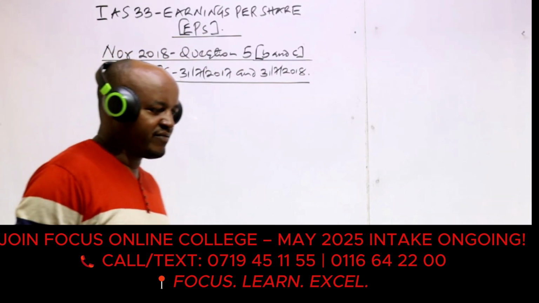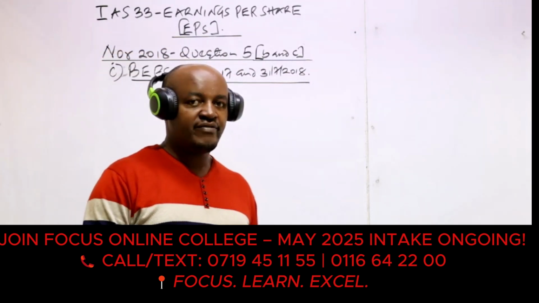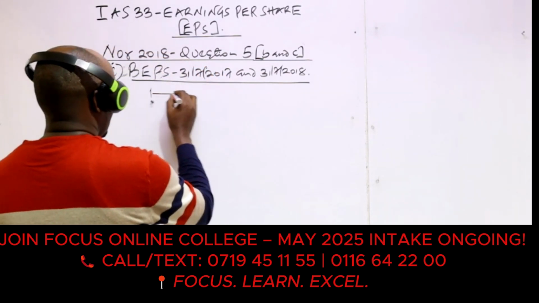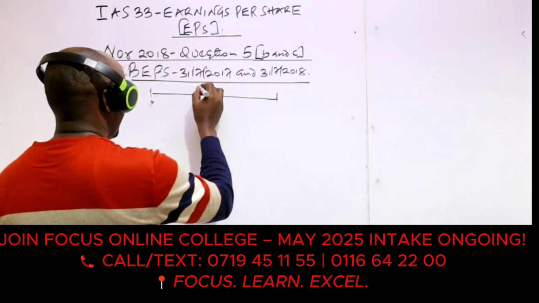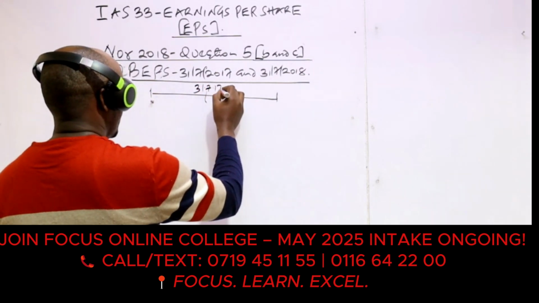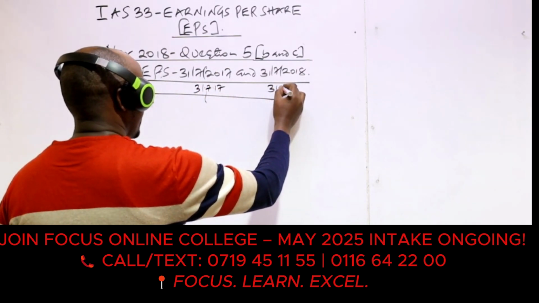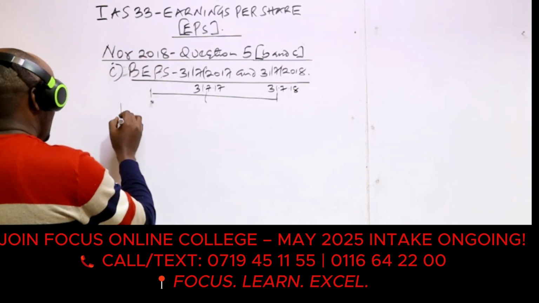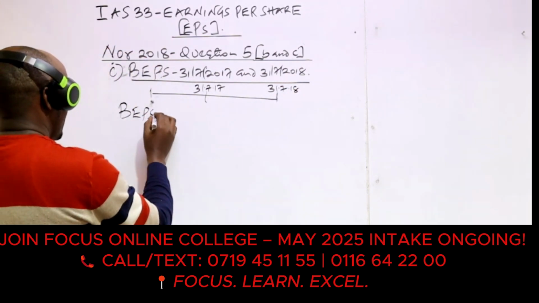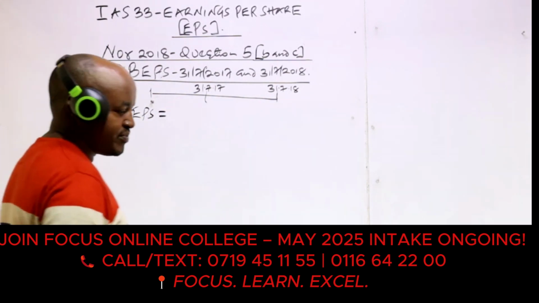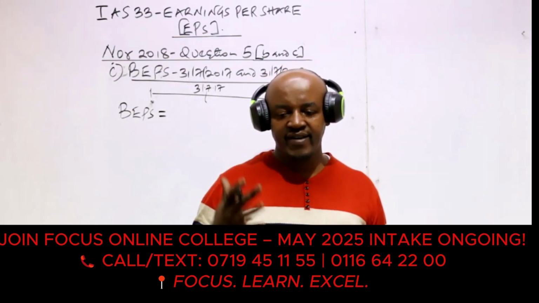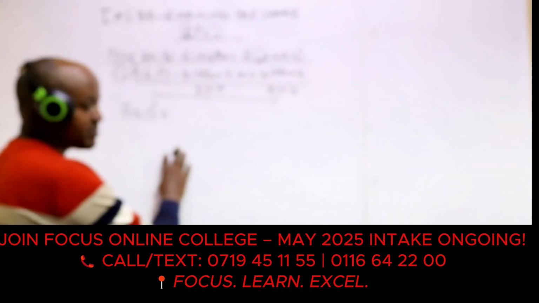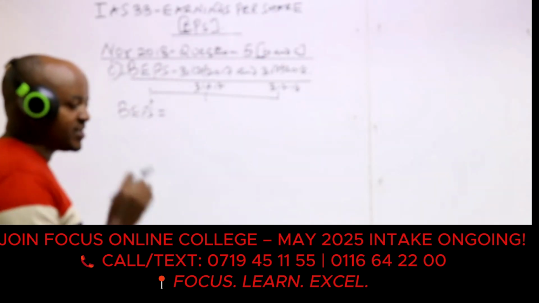So therefore, it is important, first of all, to note that we're given information for 2 years. The first year ended on 31st of July 2017, and the second year ended 31st of July 2018. So let's start by computing the basic earnings per share for the first year. And for us to compute this, the first thing we need to recall is the formula. How do we compute the basic earnings per share?